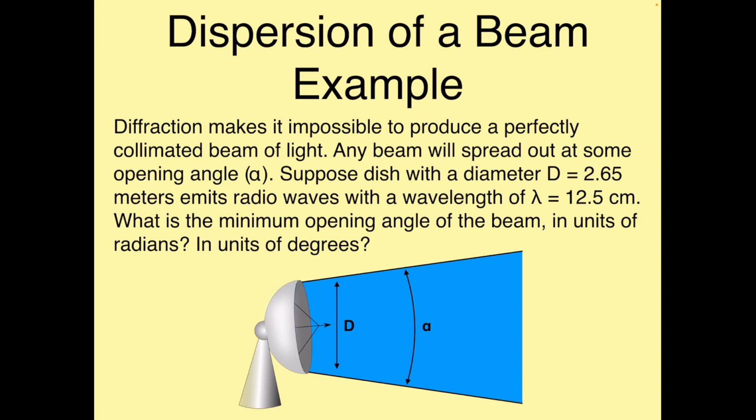Now, let's suppose that we have a dish with a diameter d equal to 2.65 meters, and it emits radio waves that have a wavelength lambda equal to 12.5 centimeters. The question is, what is the minimum opening angle of the beam? What is alpha in units of radians? And then we'll also calculate it in units of degrees. So let's work it out.